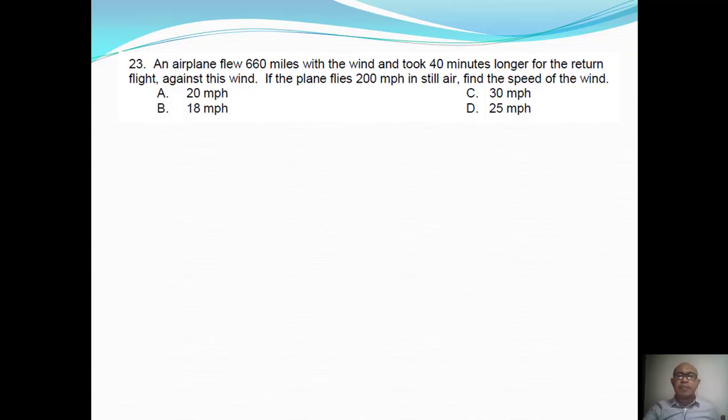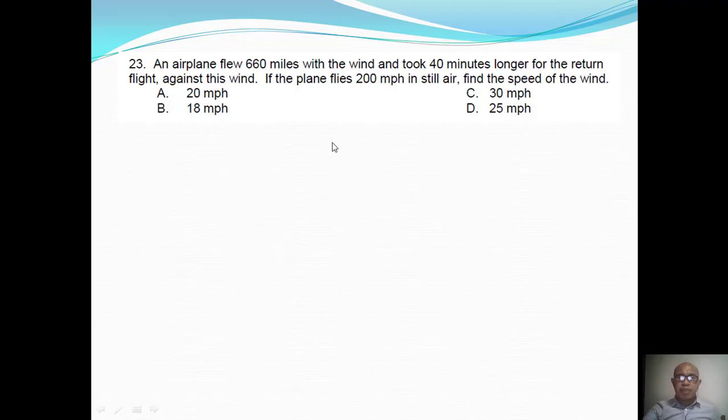Another variation of rate problem is when the body is moving in water, or let us say affected by water speed or air speed. So the same analysis. We will just take note that if the body will move in the direction, let us say the airplane will move in the direction of the air, then the resultant speed of the airplane will be its speed in still air plus the rate of the wind.